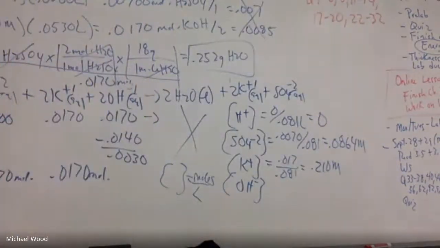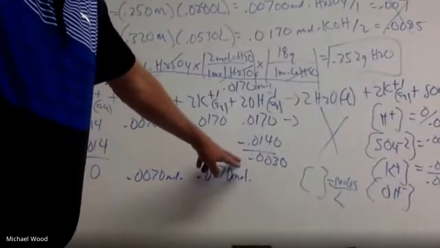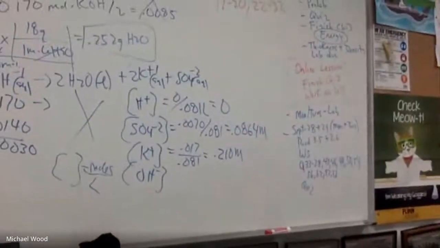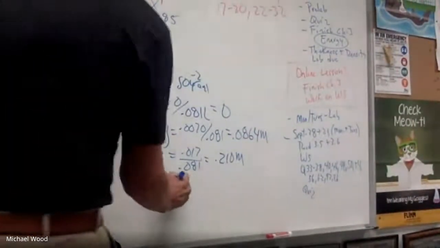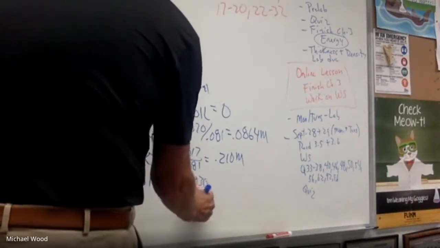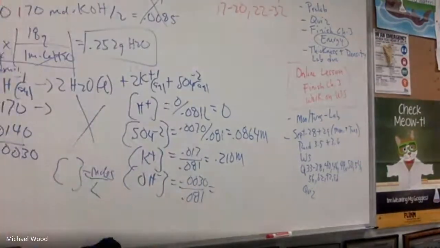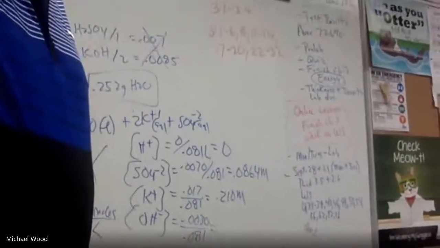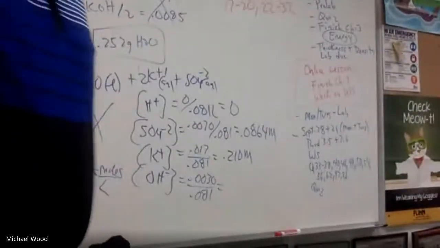And then for the OH, again, I go back here, and the OH is 0.003, again divided by 0.081. And that gives me 0.0370.